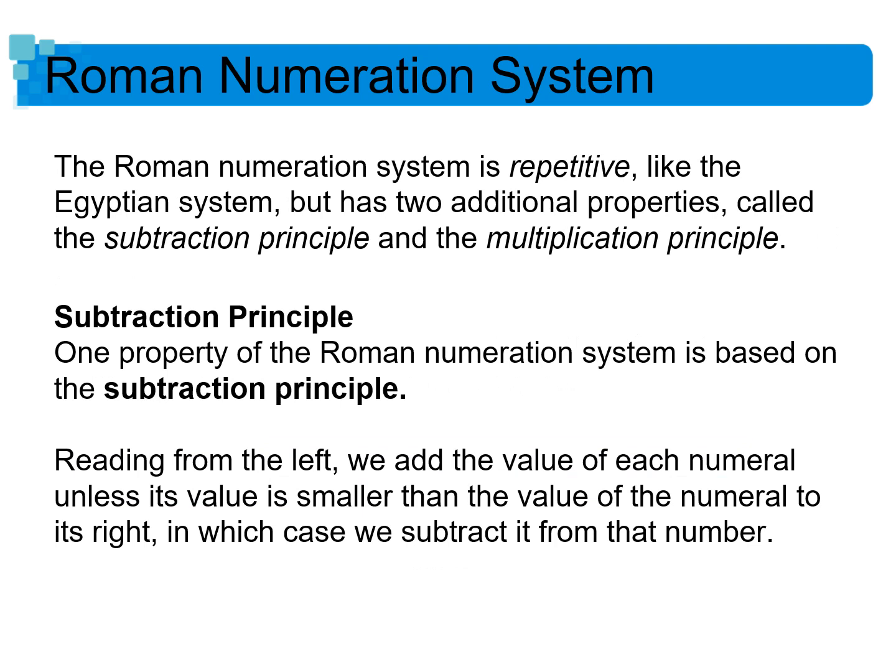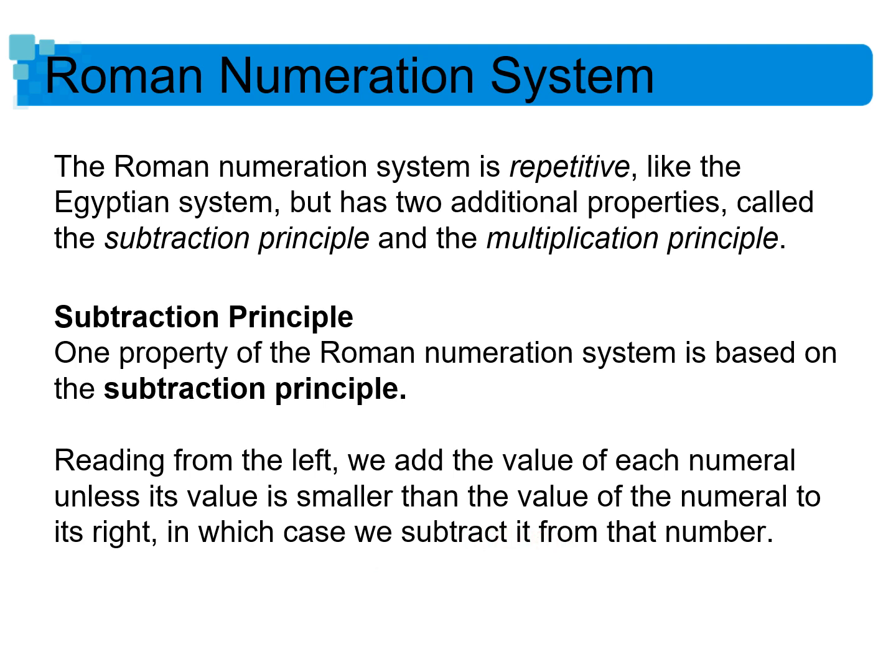So the Roman numeral system is repetitive. It's similar to the Egyptian system, but it has a couple of additional properties: the subtraction principle and the multiplication principle. For the subtraction principle, whenever you start reading, you read from the left, and you're always going to add the value of each numeral unless the value is smaller than the value of the number to the right. In that case, you subtract from that number.